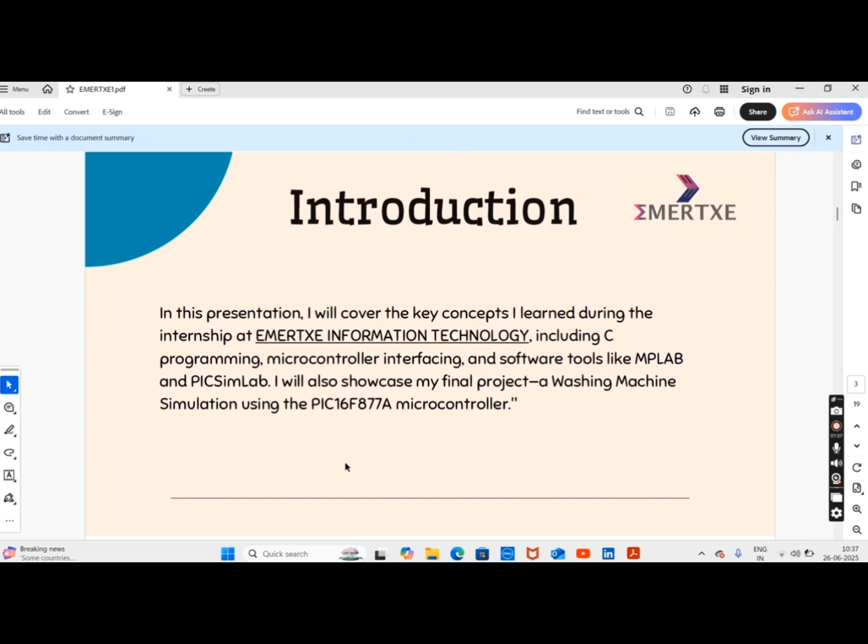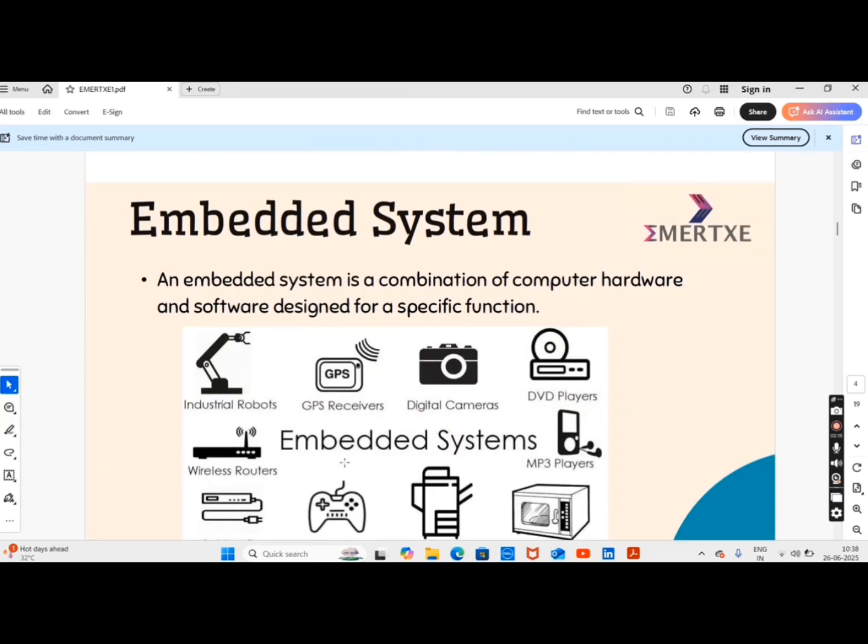We come to the introductory part. In this presentation, I will cover the concepts that I learned during my internship at emertxe Information and Technology, including C programming, microcontroller and interfacing, and software tools like MPLAB and PiximLab. I will also showcase my final project, a washing machine simulation, using the PIC16F877A microcontroller. Now we move to the next slide.